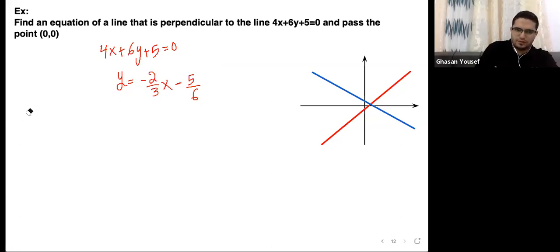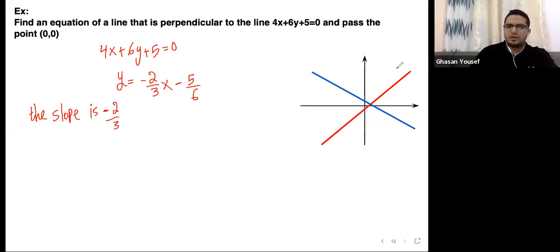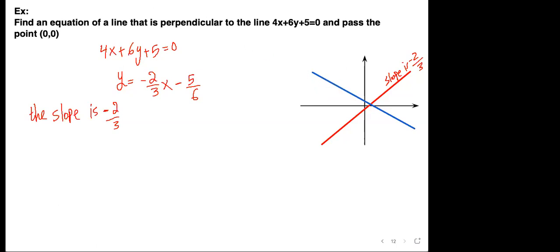Now the slope of this line, like I said before, is minus 2 over 3. So the red one has a slope of minus 2 over 3. The question is, find the equation of the blue line, the perpendicular line. So I know the slope of the red one is minus 2 over 3. So what is the slope of the blue one? 3/2. Exactly, and positive.